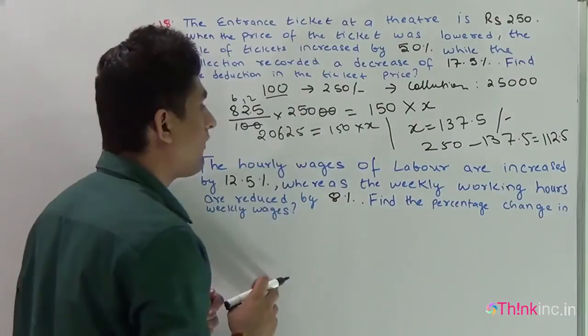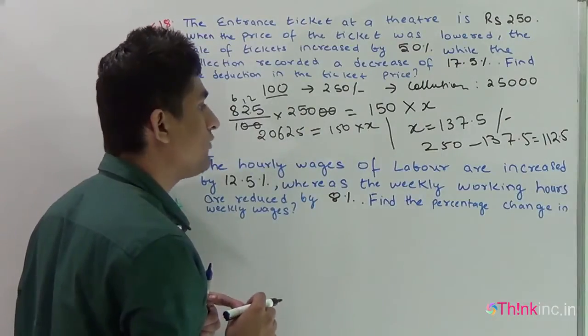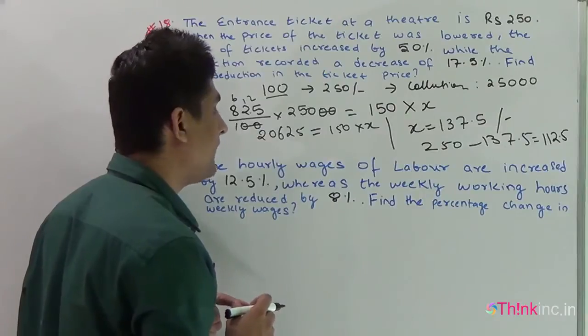The question says the hourly wages of labor are increased by 12.5%, whereas the weekly working hours are reduced by 8%.